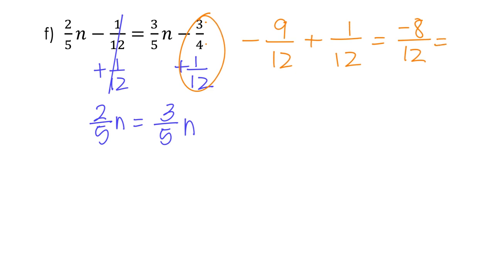Can that be simplified? Yes, it can. We can divide by 2. We can also divide by 4. So let's pick the bigger one. So we would have -2/3. So that's what goes here, -2/3.